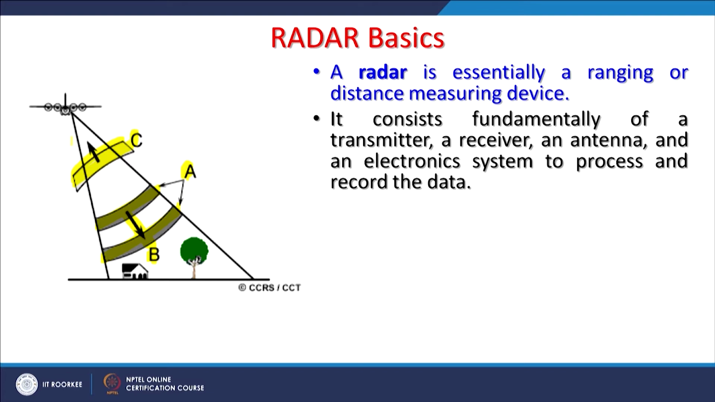It consists fundamentally of a transmitter which transmits pulses at regular intervals of the same strength, because it has to; that is the condition. Otherwise, if the original signals vary in strength, whatever back scattered signal comes will not be useful. So, it regularly transmits signals of the same strength. There has to be an antenna to collect the back scattered signals, and an electronic system to process and record the data, because recording is also equally important.